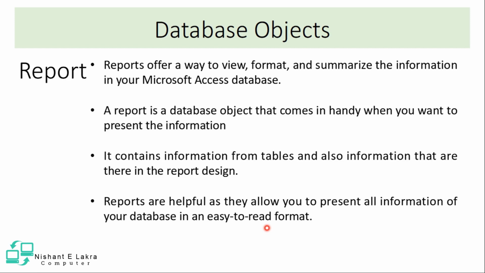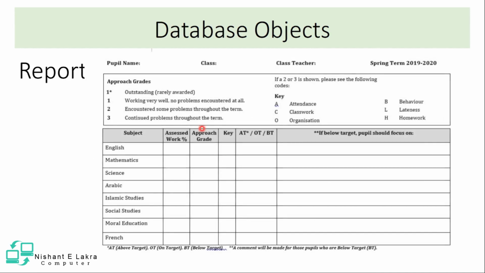Let us see how a report looks like. This is one of the formats of a report: people name, class teacher, approach grade, subjects, assessed work, approach grade, and so forth. Your result, your marks will be given here. It is like a report card, right? So this is how a report as a database object looks like. This is one of the formats. There can be many different formats. Now a report you can also design by yourself.